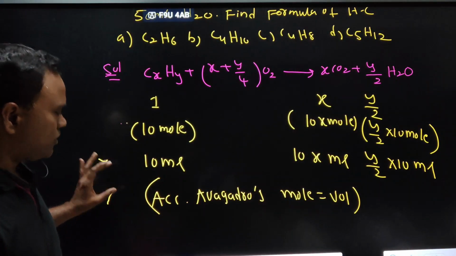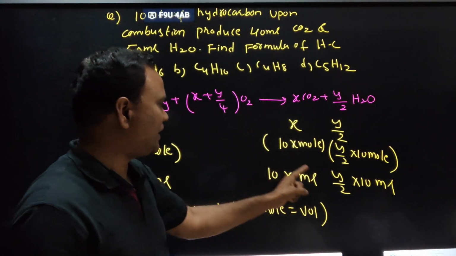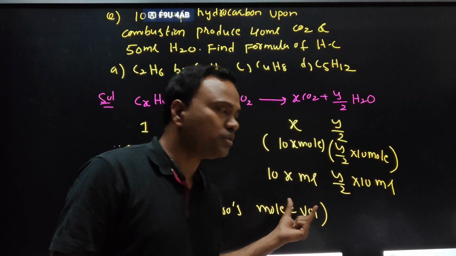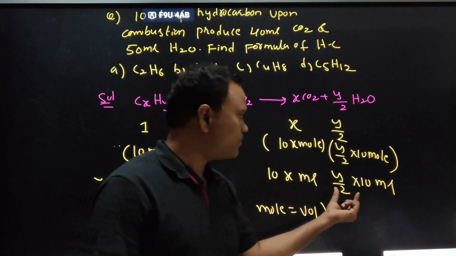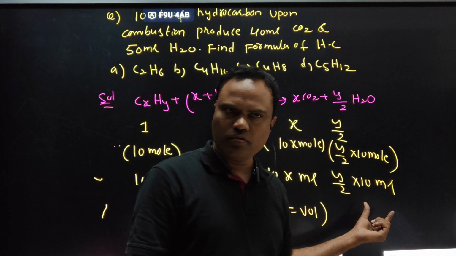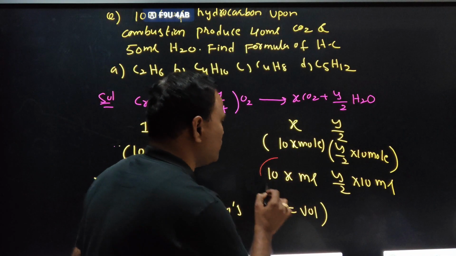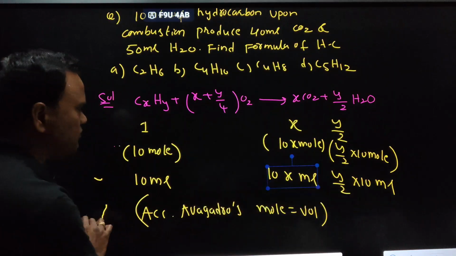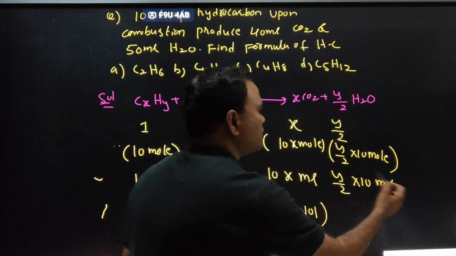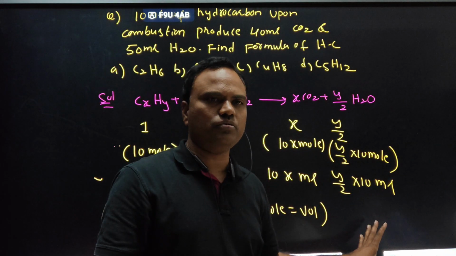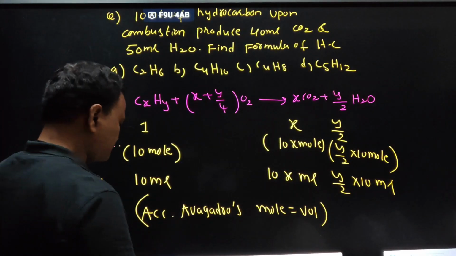Right, you tell me. Which data do you know? This 10x ml is the volume of CO2 liberated. Y by 2 into 10 ml is the volume of H2O liberated. But that is given in the data. This is equal to 40. Equate that and find the x value. And this total represents the volume of H2O, which is given already in the question. You find out x and y values.